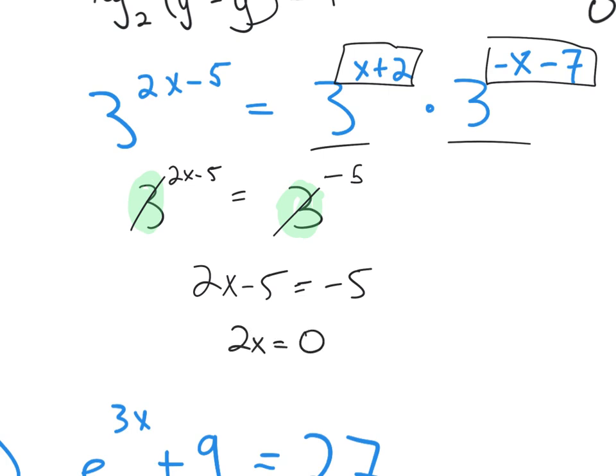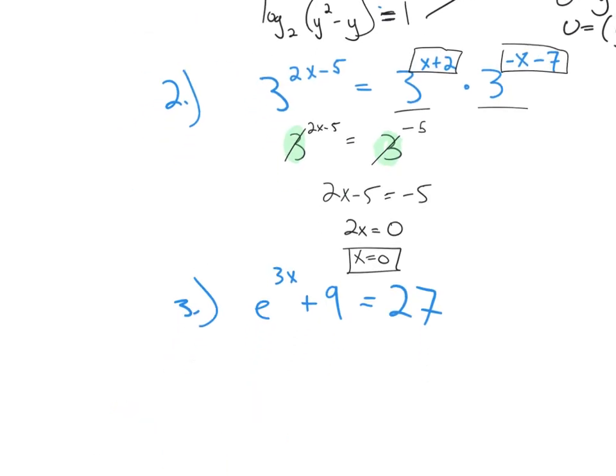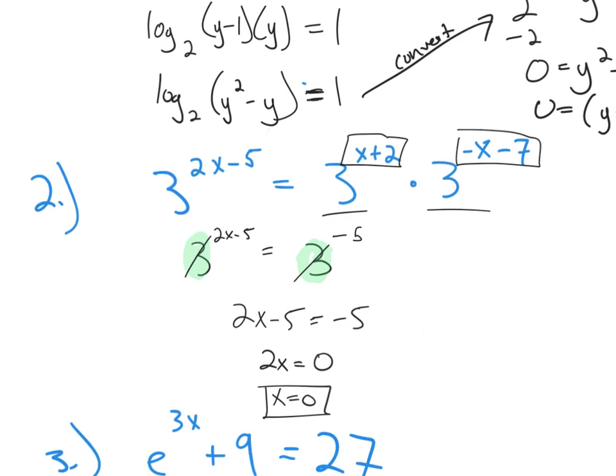So we get 2x equals 0, divided by 2, we get x equals 0. So it is possible to have negative exponents. And it's not possible to have negative values after the logarithm. So here, 0 would end up being a good solution. Any questions over that exponential equation?